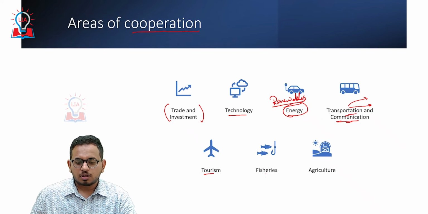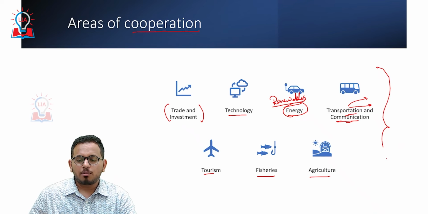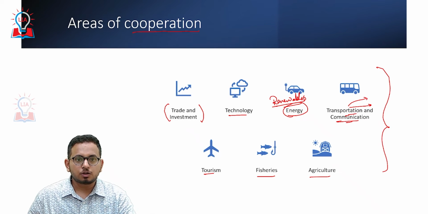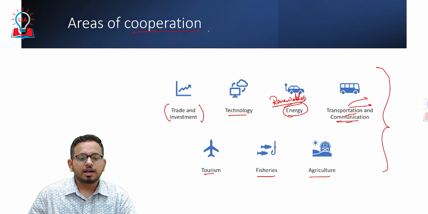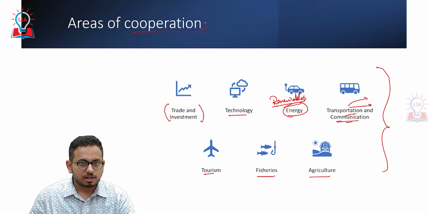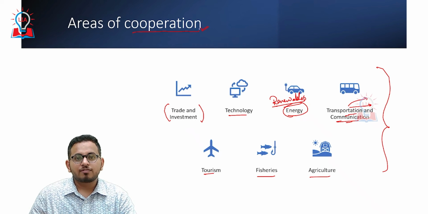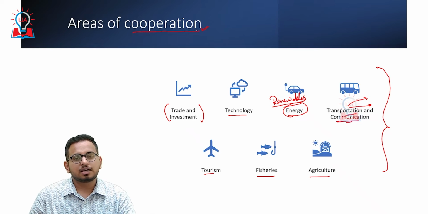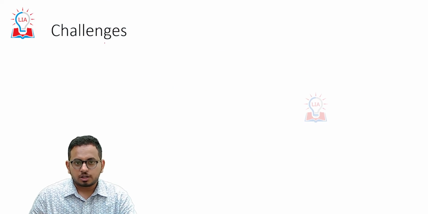Tourism, fisheries, and agriculture. See, these areas of cooperation are not something that is limited to BIMSTEC as such. This can be the areas of cooperation for bilateral relations, also for the trilateral relations, and also for the multilateral relations. Also, if there isn't any regional organization that is happening for that matter, these are the common areas of cooperation that you can have.